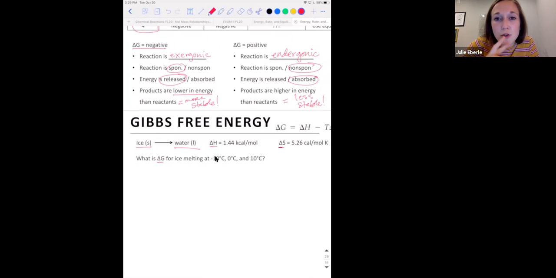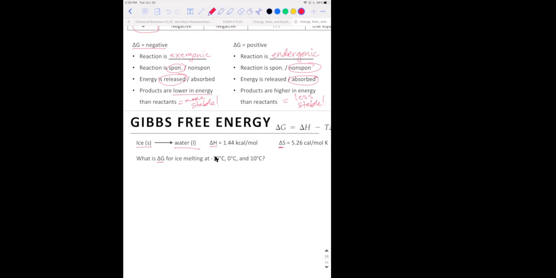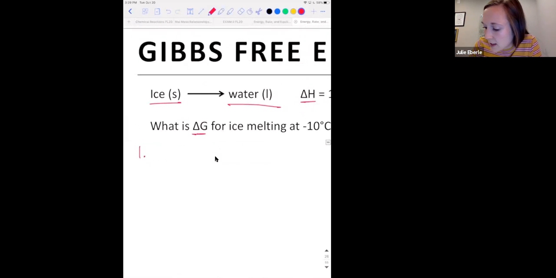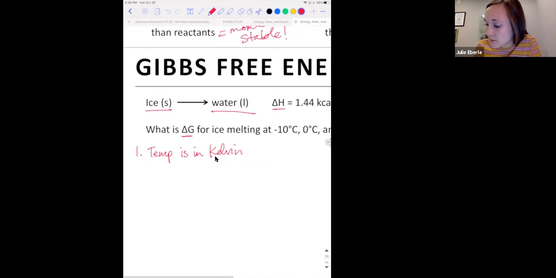But there are 2 things we have to check before you ever plug in and calculate delta G. Can anybody tell me what's one thing you can automatically see we're going to have to do? Convert Celsius to Kelvin. Yep, remember I said your temperature always has to be in Kelvin. So we're going to real quick convert these temperatures to Kelvin. So that's step number 1: always check that temp is in Kelvin. And if it's not, convert it to Kelvin.